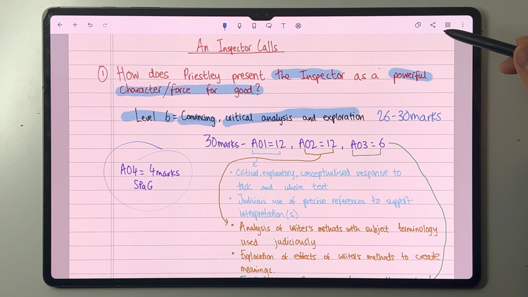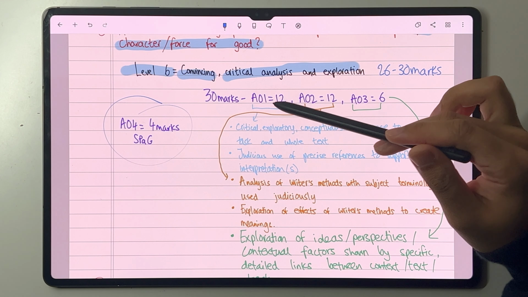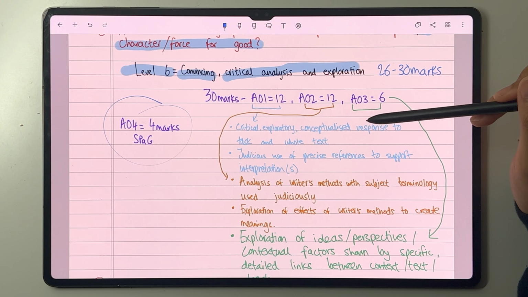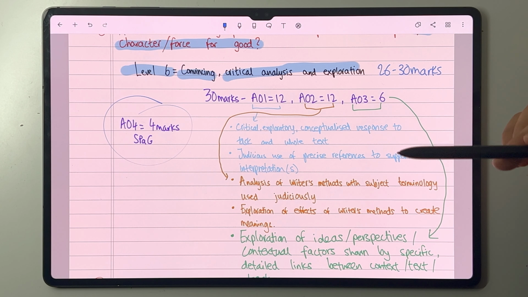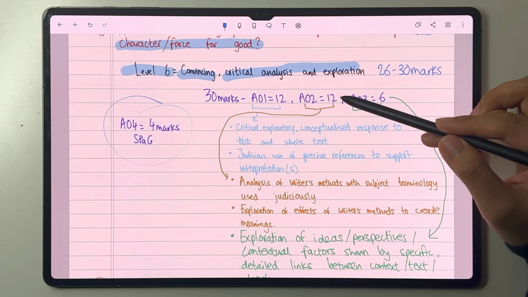So what does AO1, AO2, and AO3 consist of? Let's have a look at it in further detail. So AO1, as you can see, I've written down here, it's to have a critical, exploratory, conceptualised response to the task and the whole text. Secondly, judicious use of precise references to support interpretations. You must show this as evidence, as proof to the examiner in order for you to score 12 out of 12.